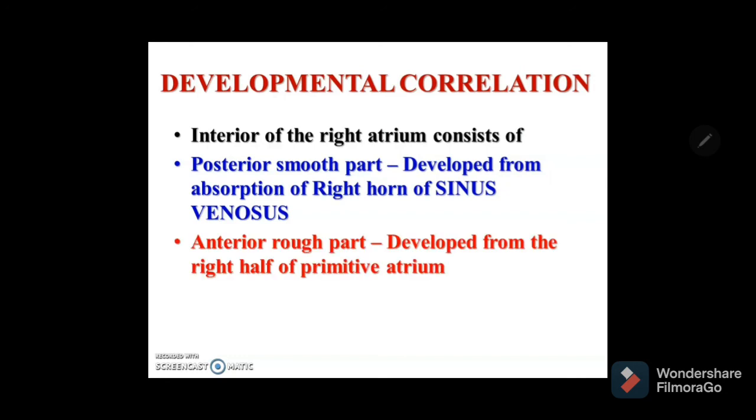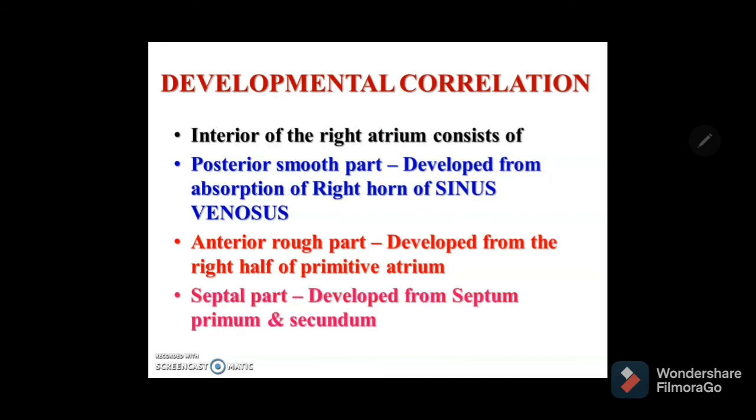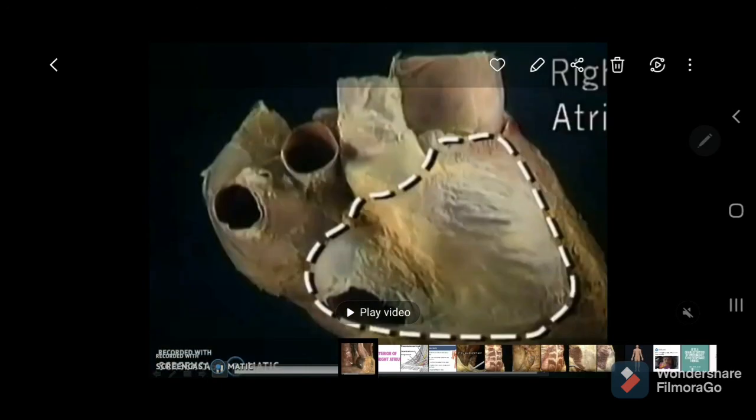The anterior rough part developed from the right half of the primitive atrium, right half and left half. The right half gives rise to the right atrium, the left half gives rise to the left atrium, and the septal part developed from the septum primum and septum secundum. So this is about the interior of the right atrium.